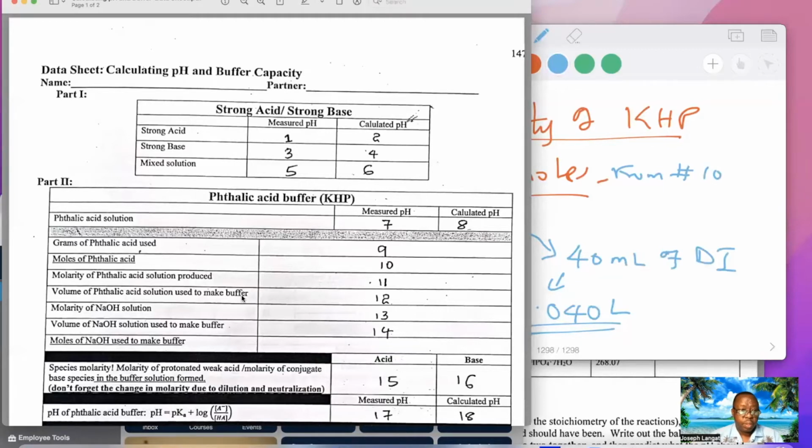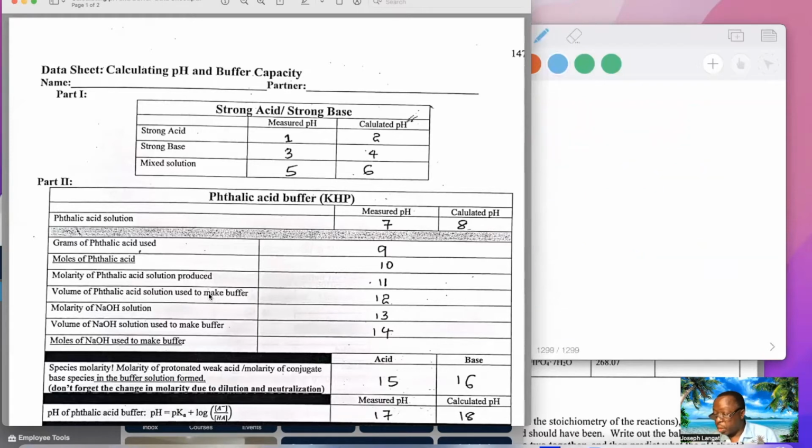All right. The volume used to make the phthalic acid is 20 ml. We're going to read that volume of acid used. So number 12 here from the instruction. All right, we need to know the volume of phthalic acid used. This should be 20 ml.